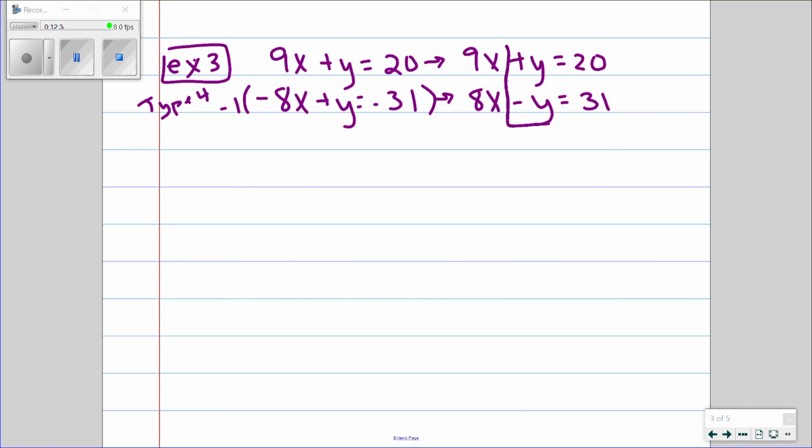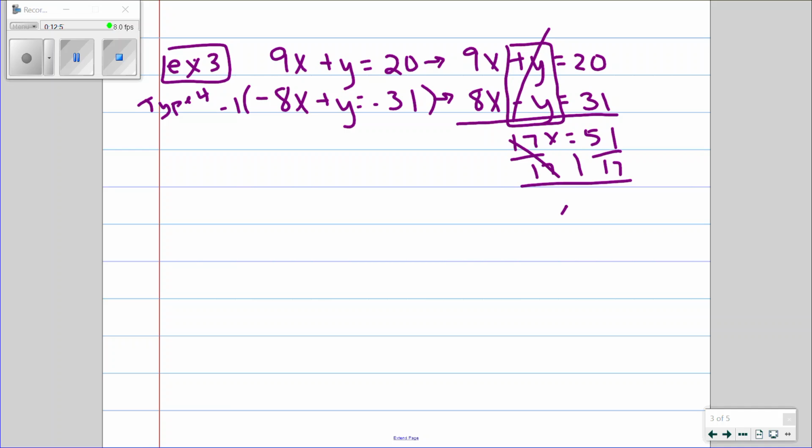And now that I have a zero pair, the plus y and the minus y, those will cancel out, so I can add what's left. So 9x plus 8x is 17x, and 20 plus 31 is 51. And then from here, all I need to do is divide both sides by 17. So 51 divided by 17 is 3.